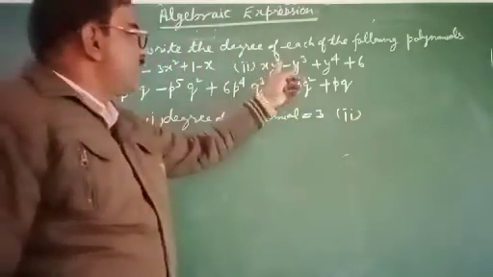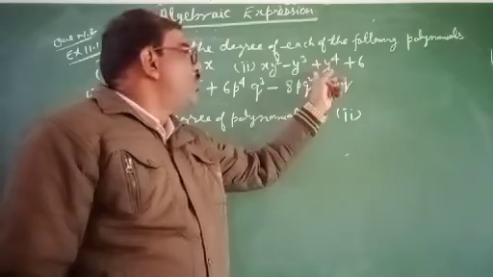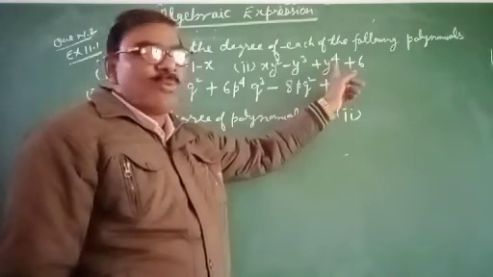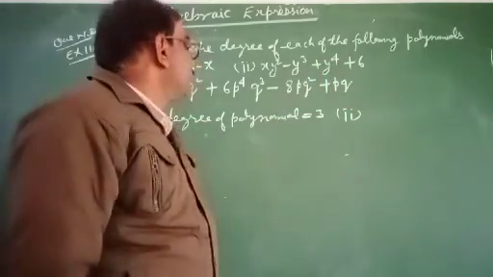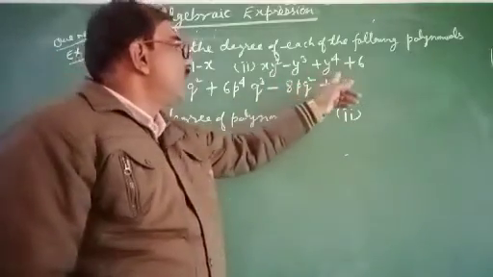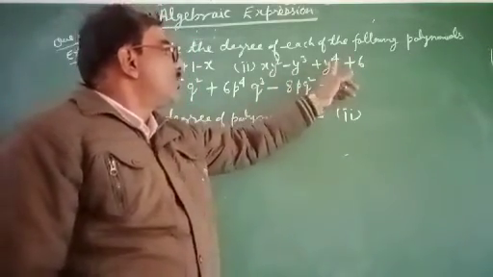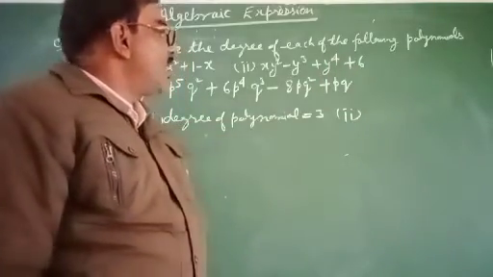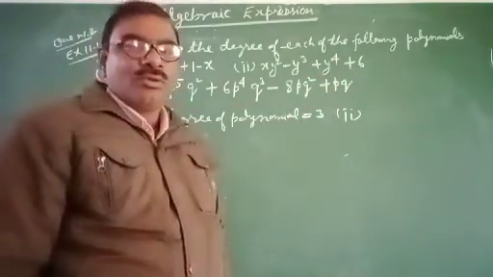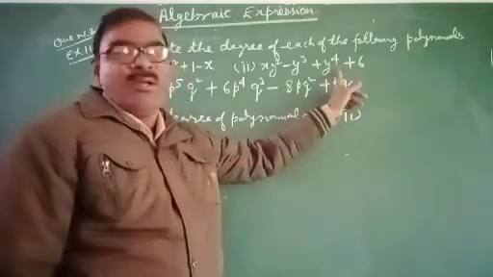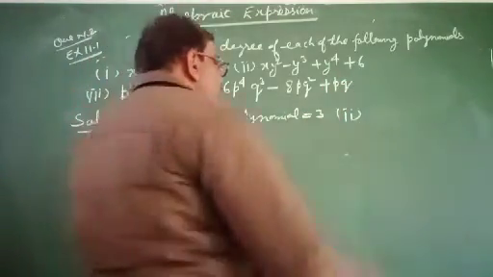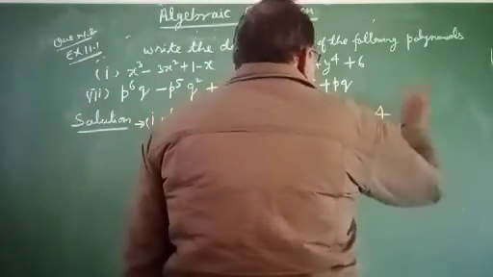Now in the second polynomial, x square minus y cube plus y to the power 4 plus 6. In this polynomial, the highest power of variable y is 4, so the degree of the polynomial will be 4.